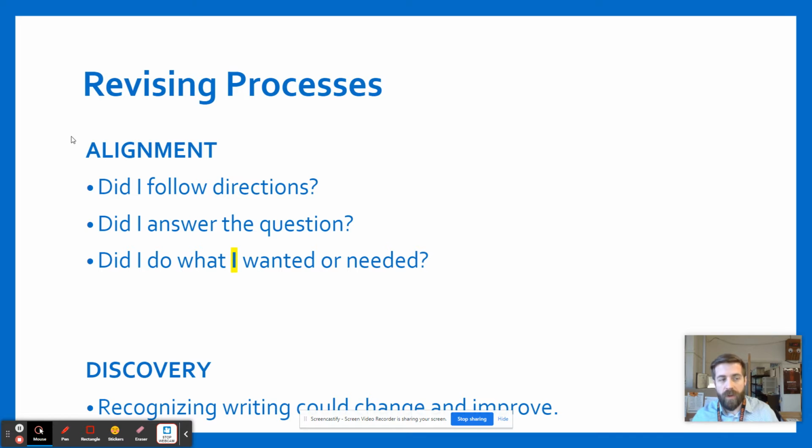So first off, when you're revising, make sure you are aligning what you're writing to the purpose and task of what you need to be doing. So double check, did I follow directions? Did I answer all of the questions? Or did I miss an entire prompt or part of a prompt that I need to go back and add in? And then lastly, did you do what you wanted to do? Like you had a purpose in writing this. Did you fulfill that purpose or need?